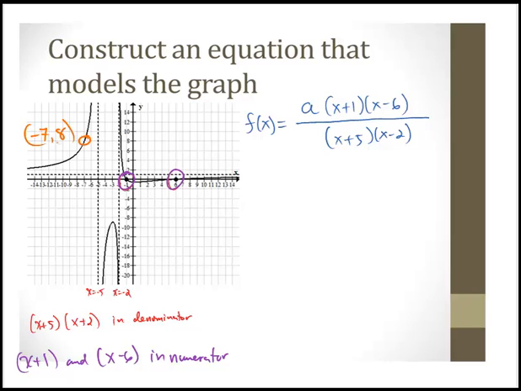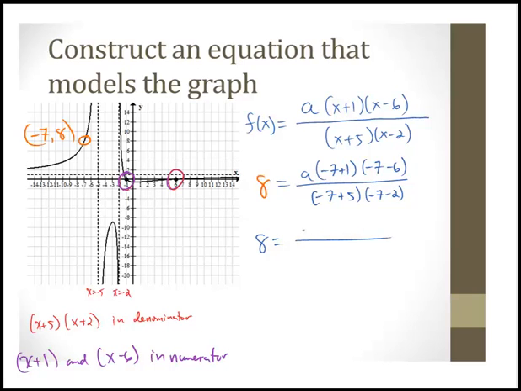Looks to be a good point. So when x is negative 7, the output needs to be 8. So then I'd have 8 equals a times (negative 7 plus 1) by (negative 7 minus 6) over (negative 7 plus 5) by (negative 7 minus 2).